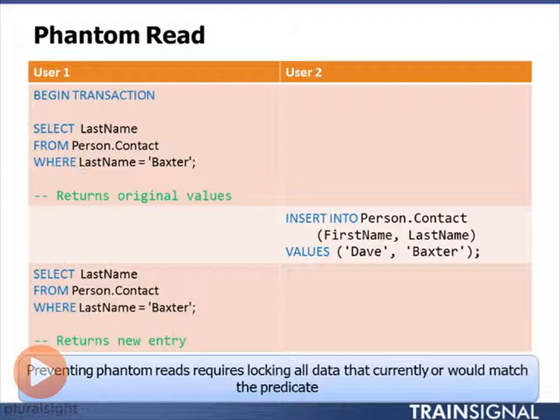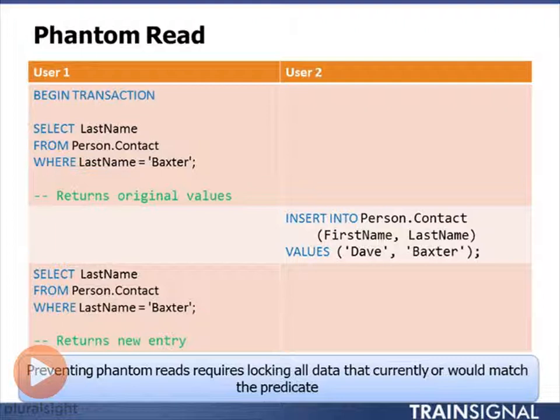The problem with trying to prevent a phantom read is that it requires me not only lock data that we know about, but it requires that I lock data that I don't know about. Because in order for me to prevent somebody else from coming into that result set of last name equaling Baxter, I have to prevent not only the existing Baxters, but I need to prevent anybody else inside of that contact table from becoming a Baxter. This can require locking a very large section of data and potentially the entire table.